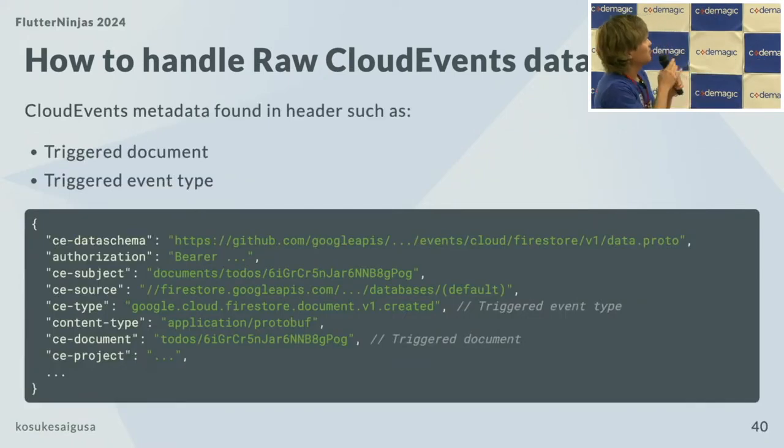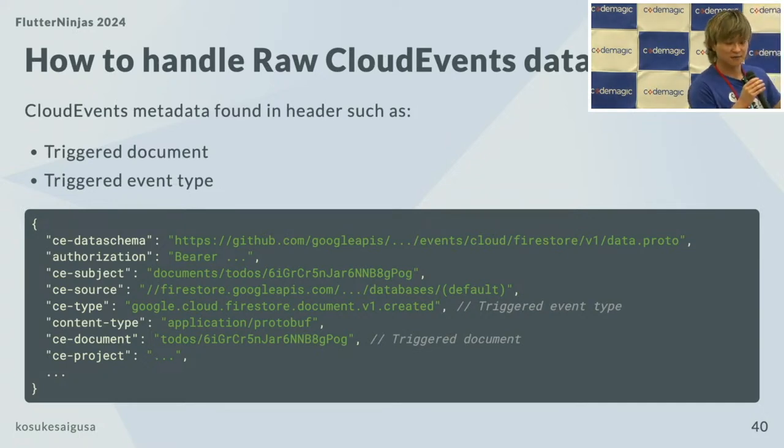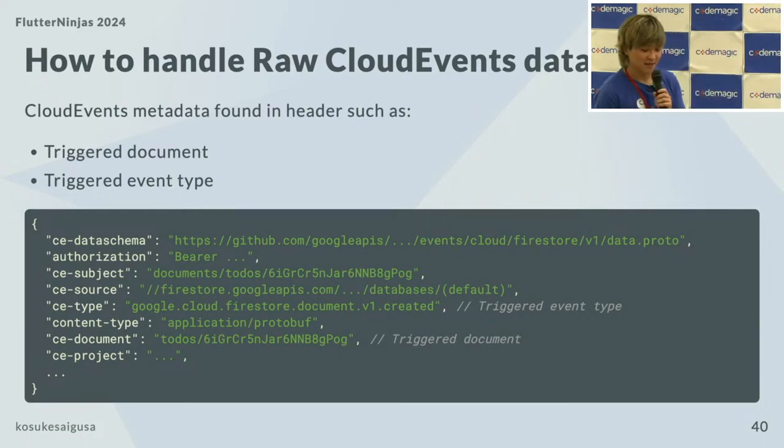Then also we have a huge header in the cloud event request. So here is just a simplified cloud event metadata, but you need to extract the trigger event type from this header field, CE type, and CE document means trigger document. So we need to parse this cloud events header metadata as well. So you need to do that.